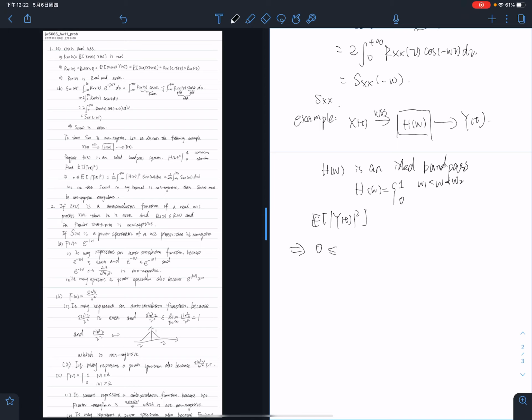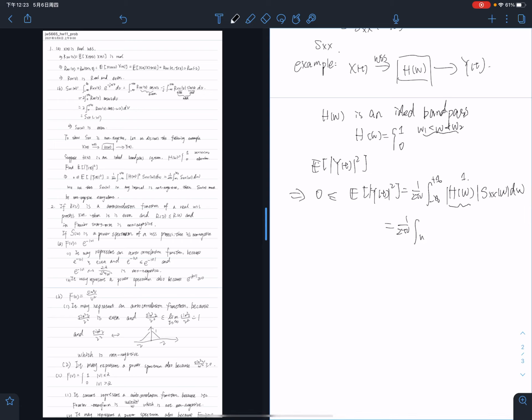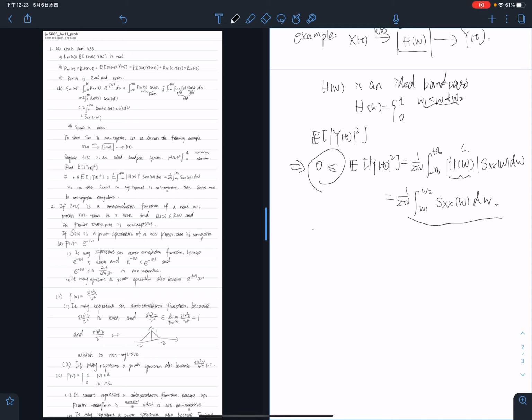To solve this problem, by the definition it should be the integral from negative infinity to positive infinity of the squared magnitude of H times the spectrum. Because H is 1 in this interval and otherwise 0, it can be simplified as the integral from omega 1 to omega 2 of Sxx(omega) d omega. So it's always bigger than 0. Because we can arbitrarily choose omega 1 and omega 2, this is positive in all the intervals. Therefore we can conclude that Sxx(omega) is non-negative everywhere. Now we have solved the whole problem.